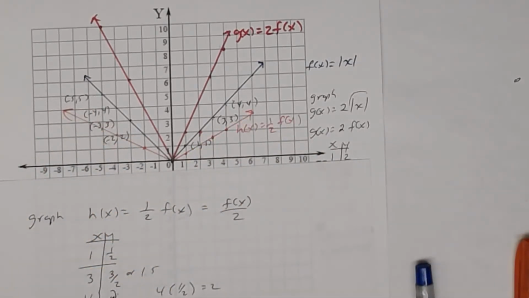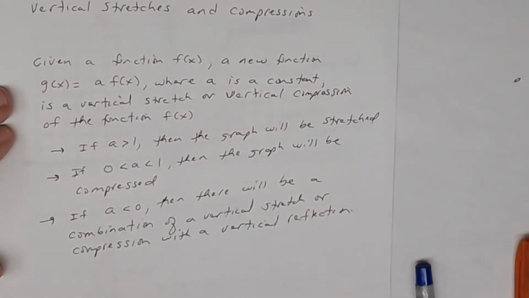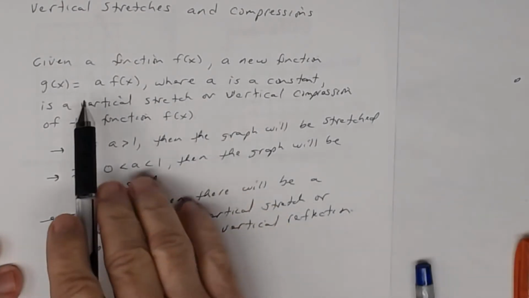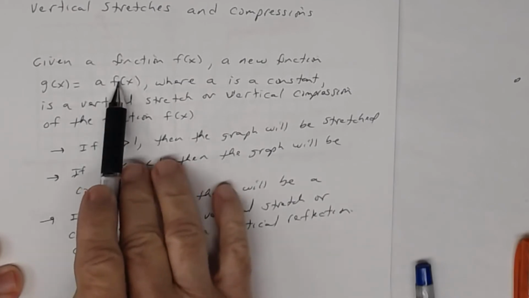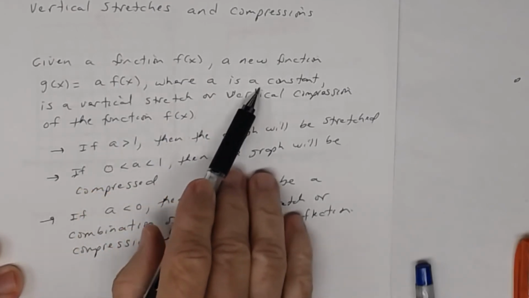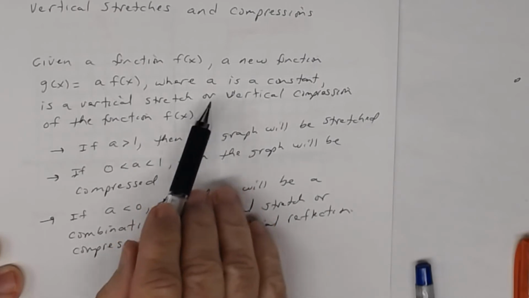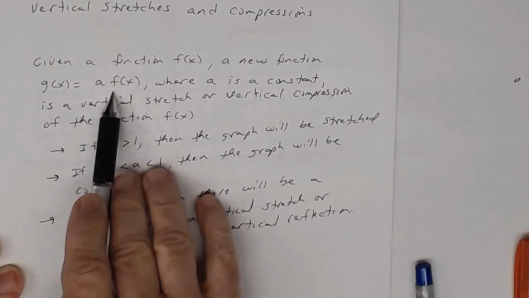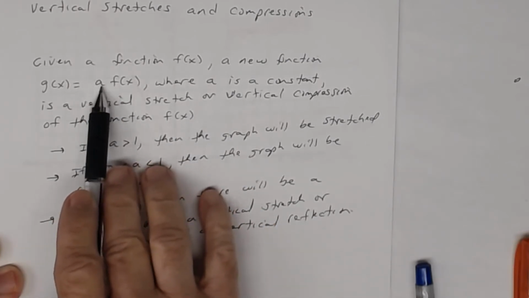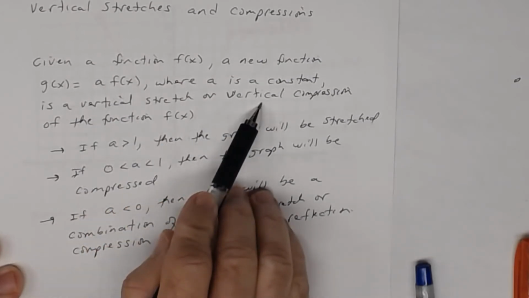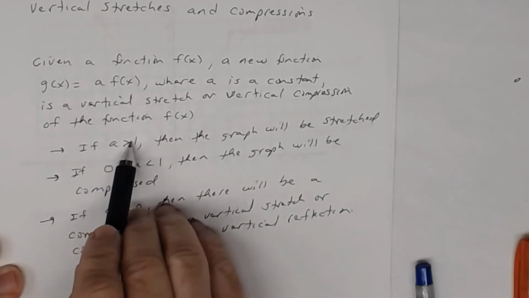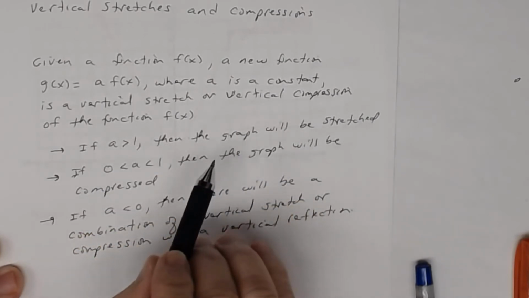All right, now that takes us to this. Okay, given a function f of x, a new function g of x, which can be written as a number other than 1 times f of x, where a is a constant, is a vertical stretch or a vertical compression. So if you have a number outside of that function being multiplied by that function, f of x, then that's either going to be a vertical stretch or a vertical compression. If a is greater than 1, it's a vertical stretch.